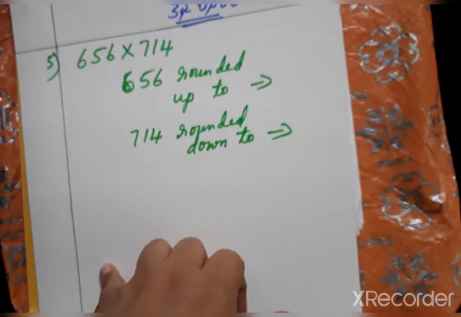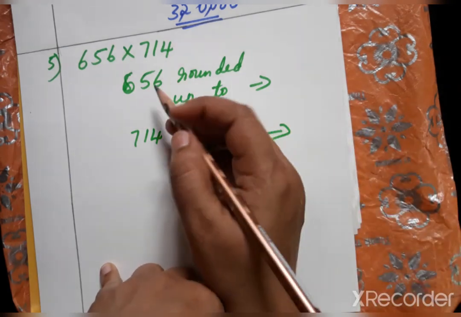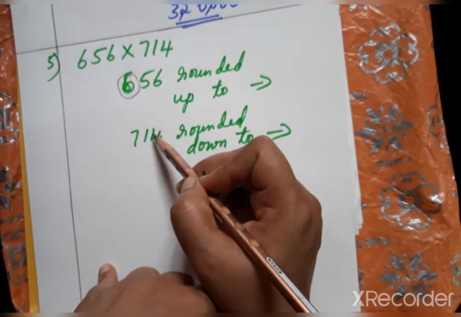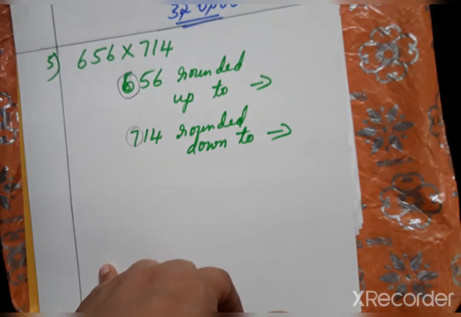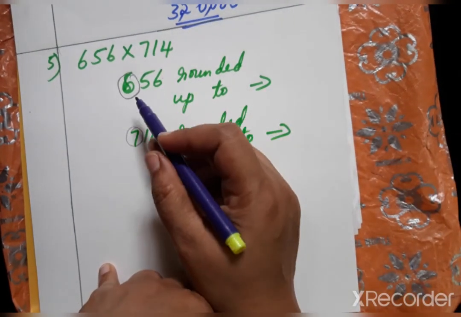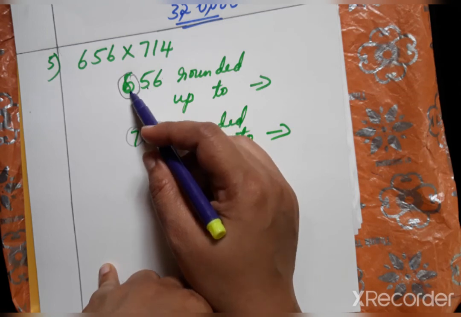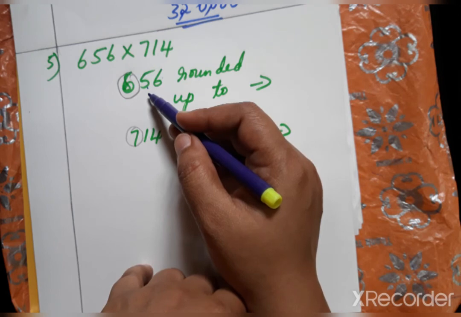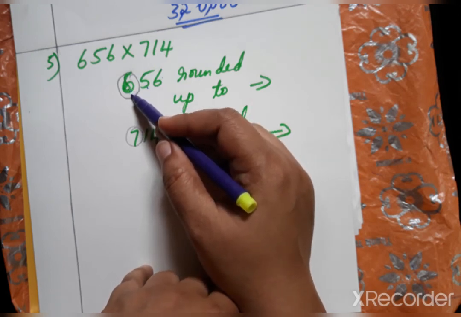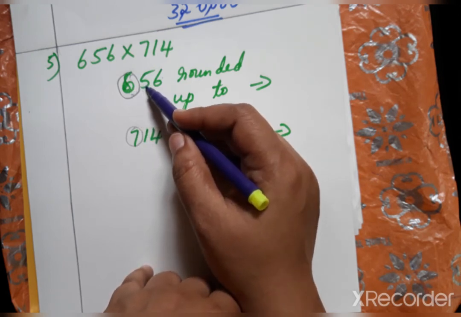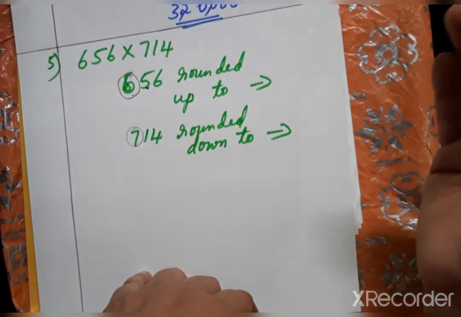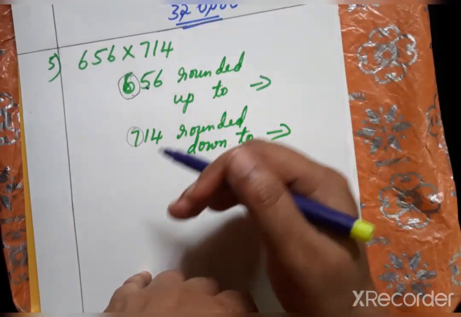Now next, fifth question, 656 into 714. Here we are rounding to the 100 place. Ones, tens, hundreds: 6 in the 100 place; ones, tens, hundreds: 7 in the 100 place. Now we have to identify which number we are rounding up and which we are rounding down. So 6 here is the number we are rounding. Next check the next number, 5 or greater than 5. Here 5 means we round up. 5 or greater than 5 means rounded up. Less than 5 means we have to round it down.